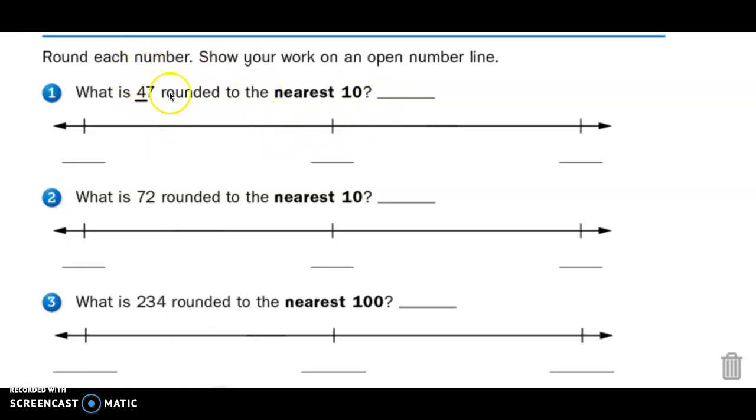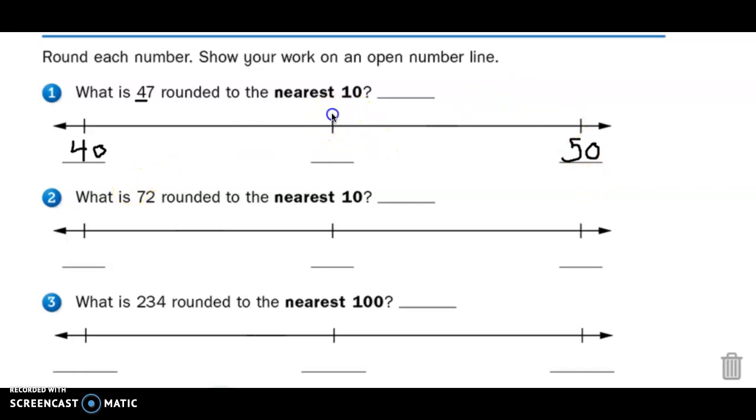Well, we know that it could round down. The smallest 10 that this could be is a 40 because if I leave my 4 the same, I have to make this a 0. So it could be 40. And if I round it up, this would be a 5, right? And then we'd have to make this 0. So that would be 50. And these are tens, right? 40s and 50s are tens, nearest 10. Because if I count by tens, 0, 10, 20, 30, 40, 50, they're all multiples of 10.